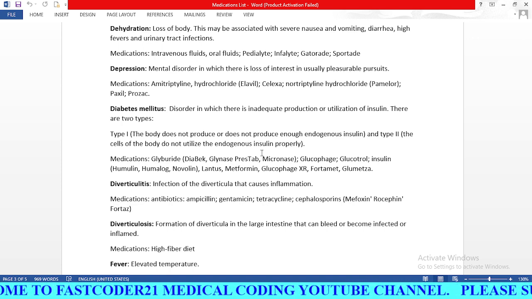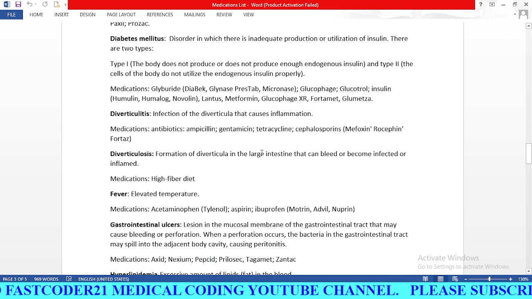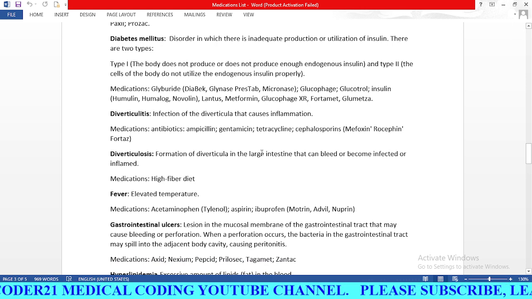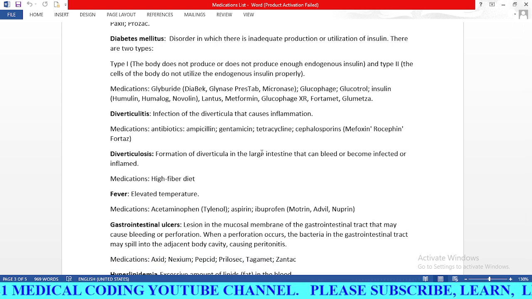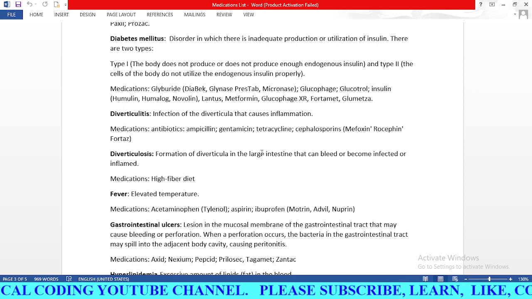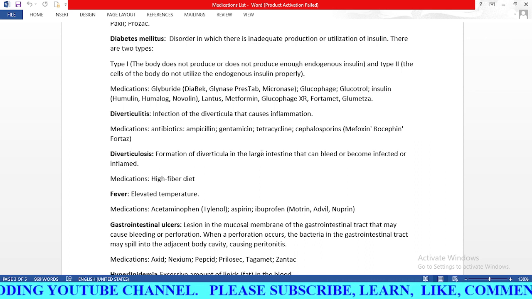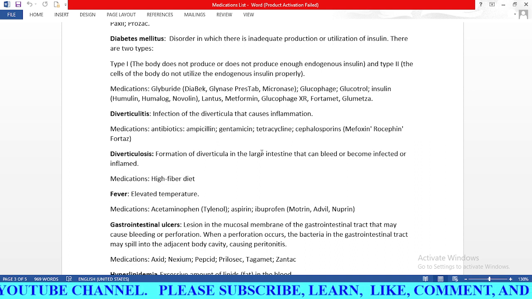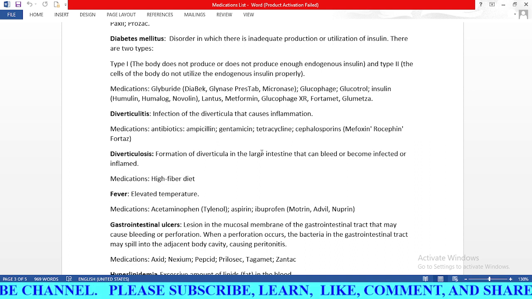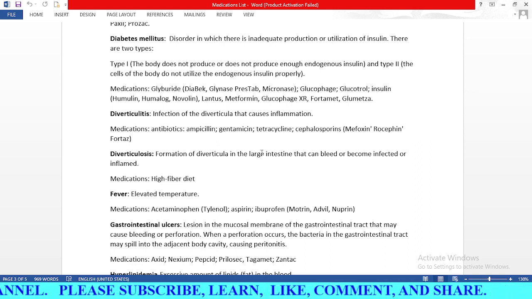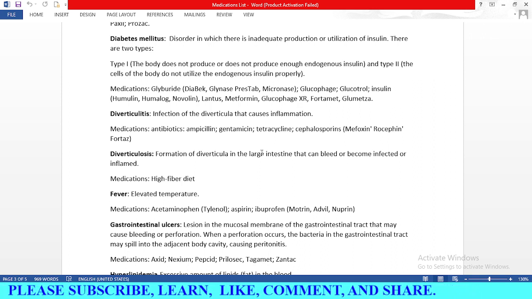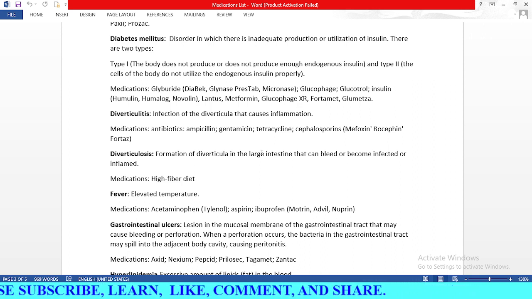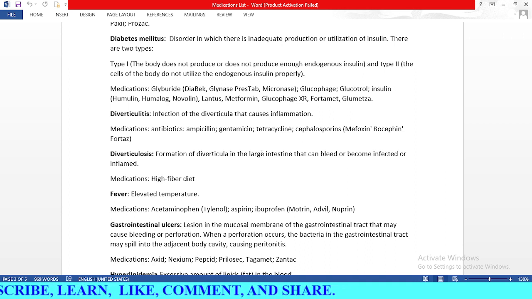Diabetes mellitus, a disorder in which there is inadequate production or utilization of insulin. There are two types of diabetes, as all of us know: type 1 and type 2. Type 1 means the body does not produce or does not produce enough endogenous insulin. But in type 2, the body does not utilize the endogenous insulin properly. Common medications: glyburide, Glucophage, Glucotrol, insulin, Lantus, metformin.